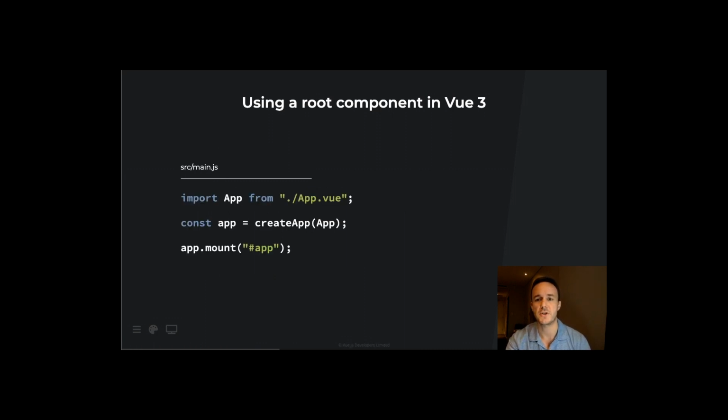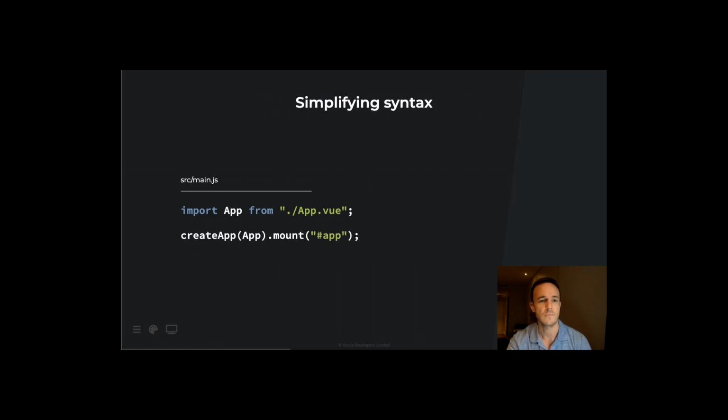Well, in Vue 3, there's a much simpler way to do this now. You can actually just pass your root component directly to the create app method, and that's going to automatically make it a root component. So this means you don't need to mess with a render function. You don't need any boilerplate config in your root instance at all. So now that we've done that, we can simplify this syntax and chain the mount method straight onto the create app method. And I think this is a very elegant way to set up a Vue instance.